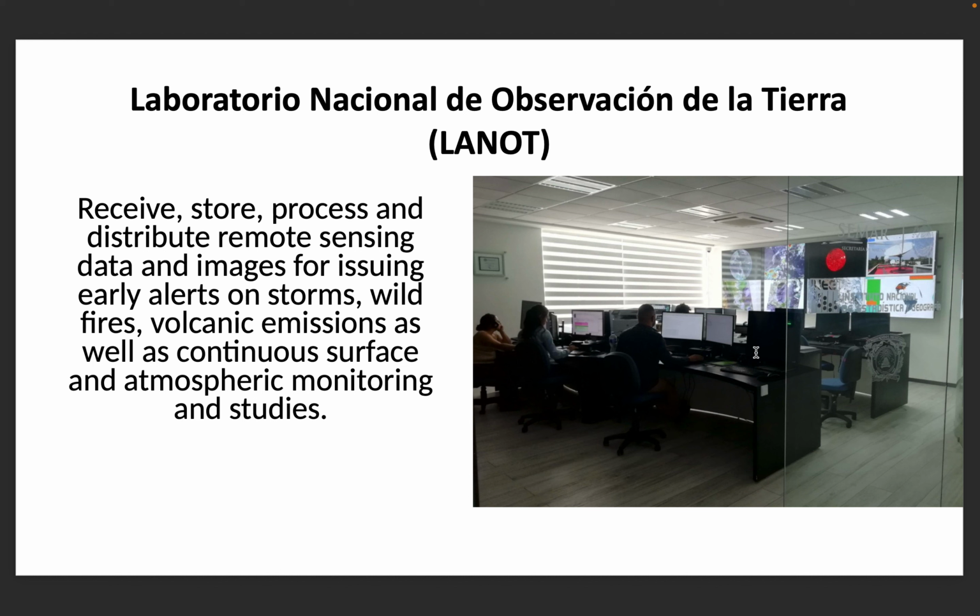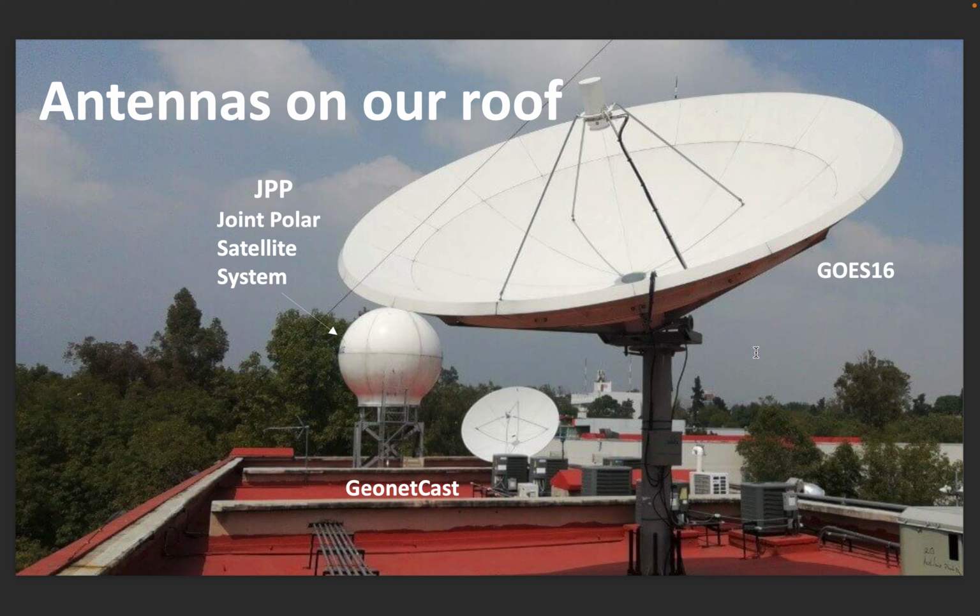We have 3 stations to receive Joint Polar Satellite System data, which is this round one, because the antenna is moving according to the position of the satellites. A GeoNetCast system, this small one, to get data, and of course the GOES-16 system. We provide data and products to several government agencies and universities.